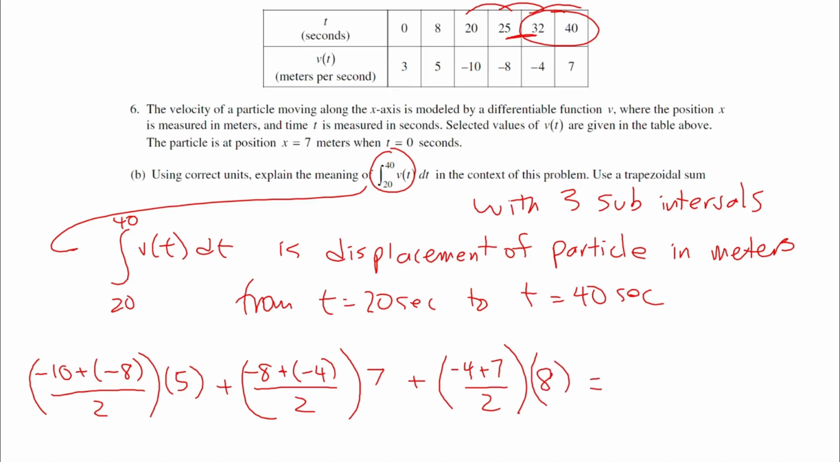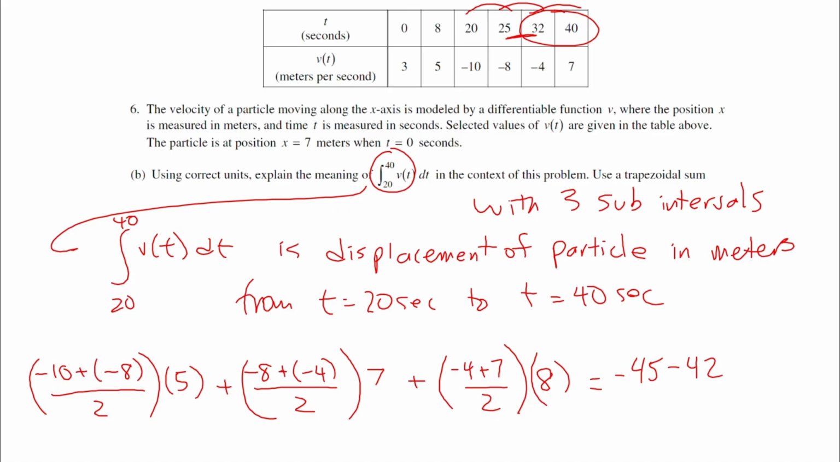And then we'll just go and do all of that arithmetic. -10 plus -8 is -18, over 2 is -9, plus 5 is times 5 is -45. -8 plus -4 is -12. Divide that by 2 to get -6. So times 7, that's -42. And then -4 plus 7 is 3. 3 times 8 is 24.